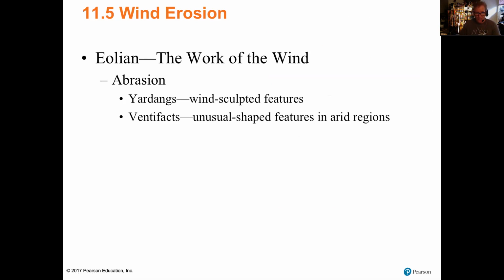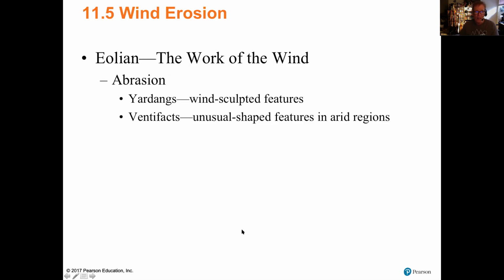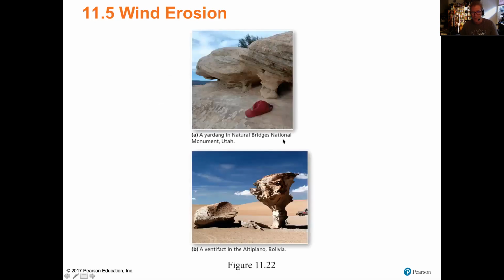So abrasion is the second one, and it's like sandblasting, where the wind will lift particles up through deflation, and then the wind will propel them up against structures such as rocks, and they carve these unique things like yardangs, for example, and these benefacts here. Yardangs are these wind sculpted features in the benefacts you see in arid regions that are carved again by the movement of the sand over the surfaces of, in this case, the rocks.